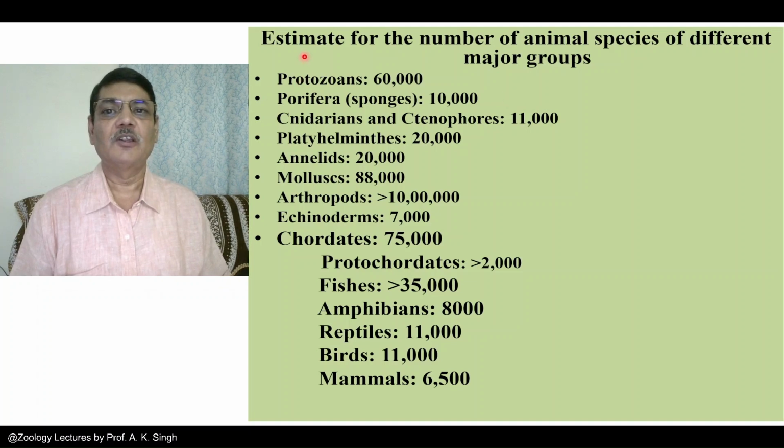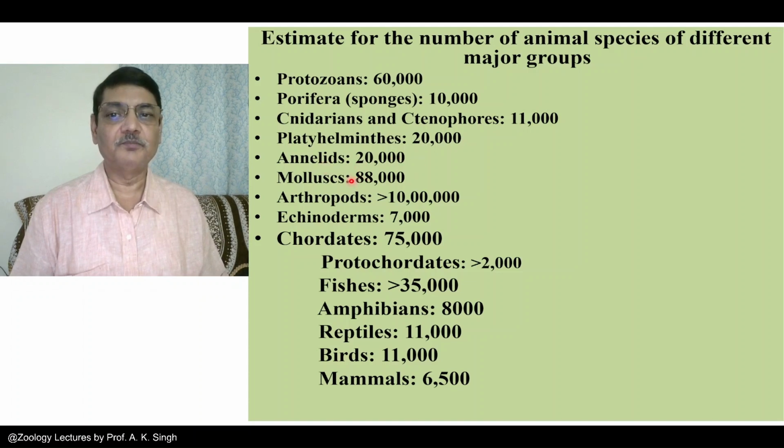The estimate of the number of animal species of different major groups is given in this slide. Protozoans, their number could be even more than 60,000. Sponges, they are nearly 10,000 species. Cnidarians and ctenophores, nearly 11,000 species are there. Platyhelminths, nearly 20,000 species are reported so far. Annelids also form the same number.